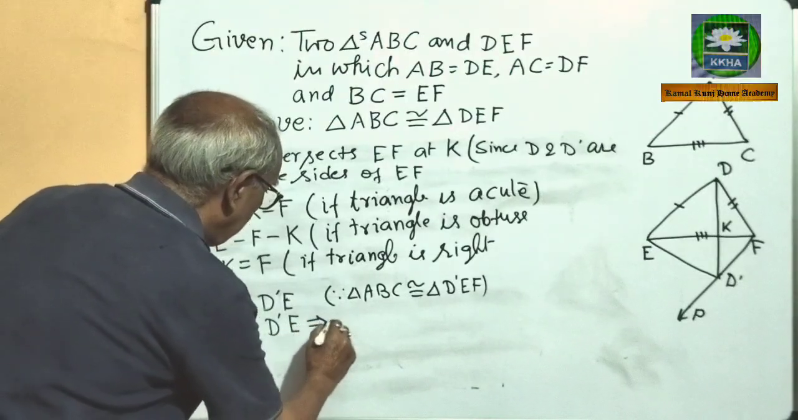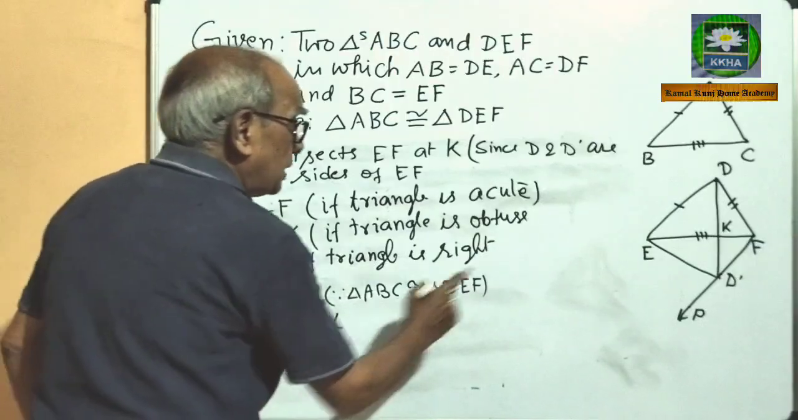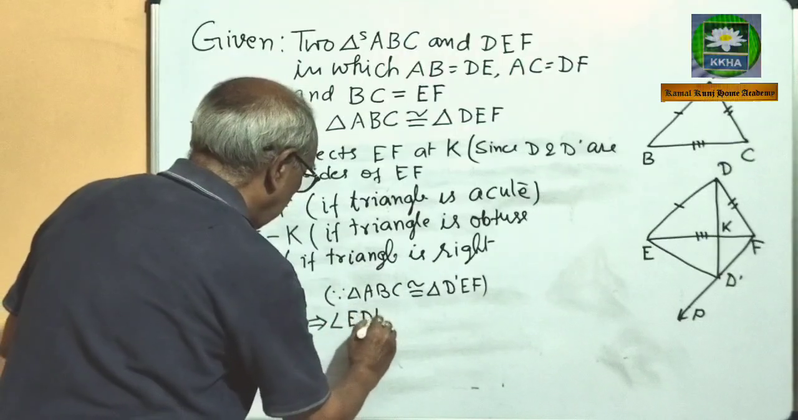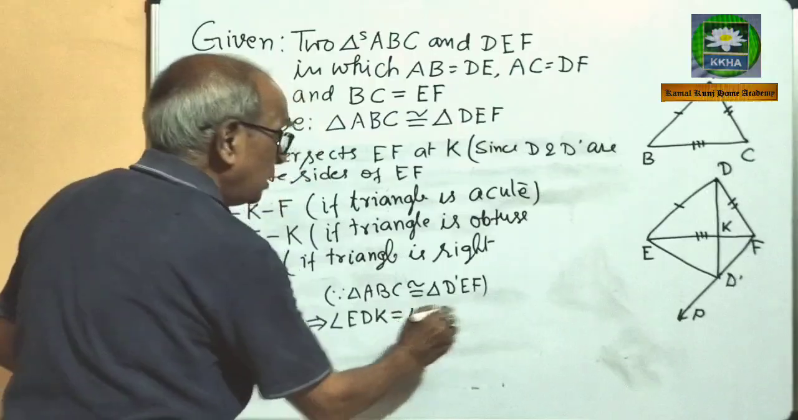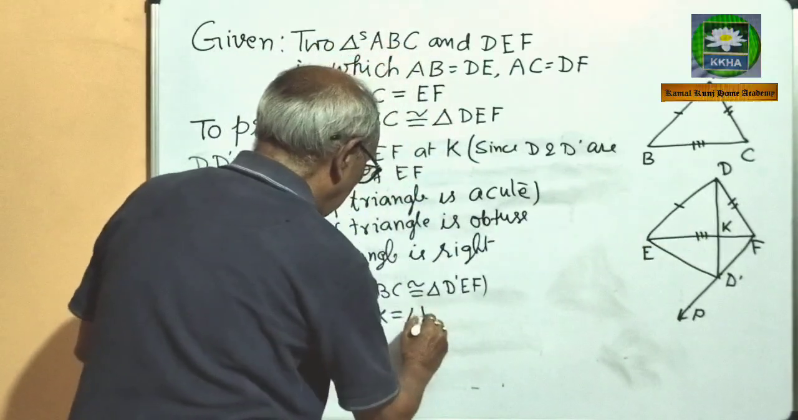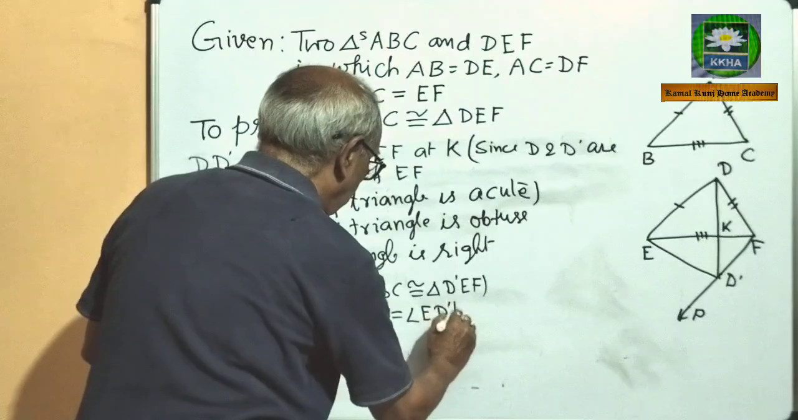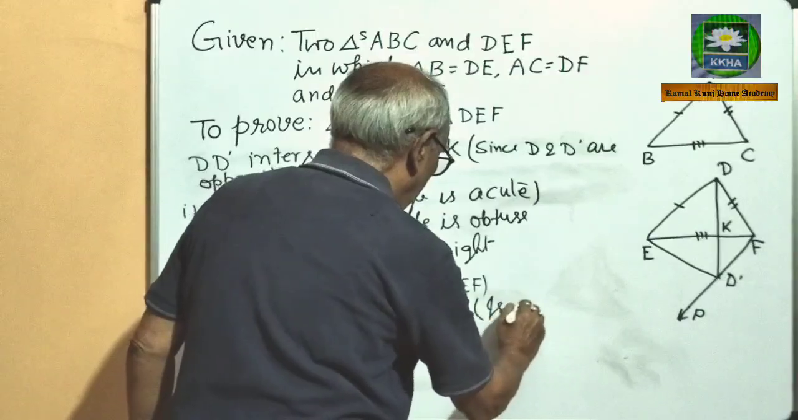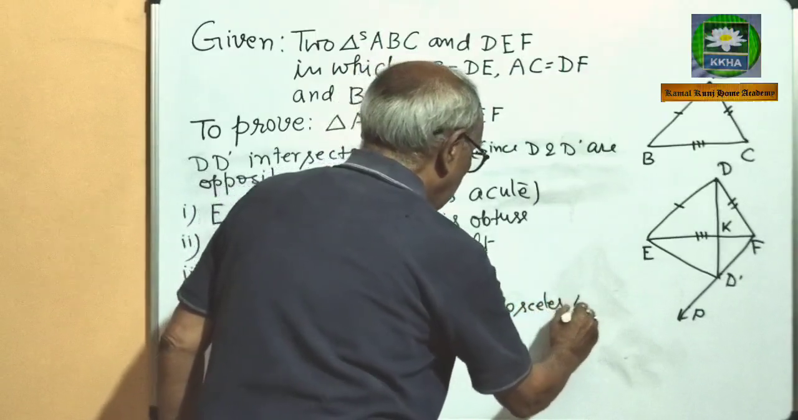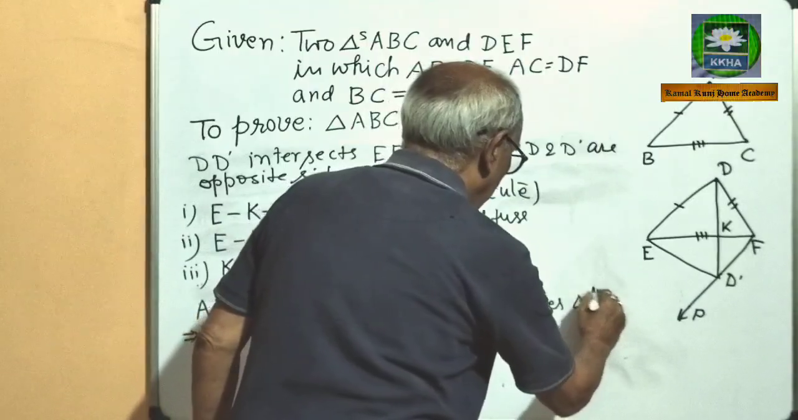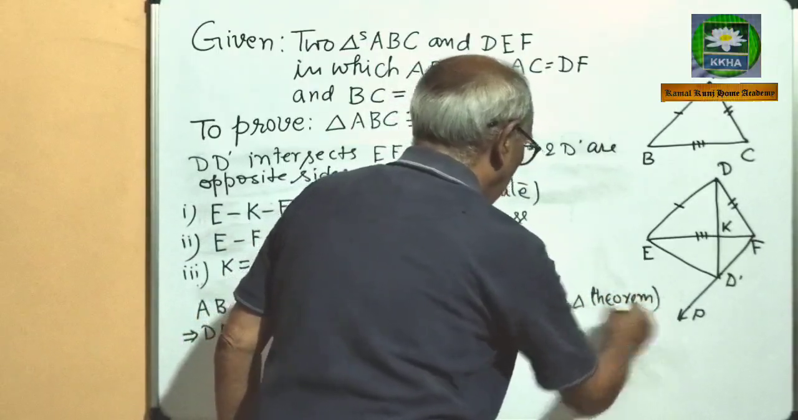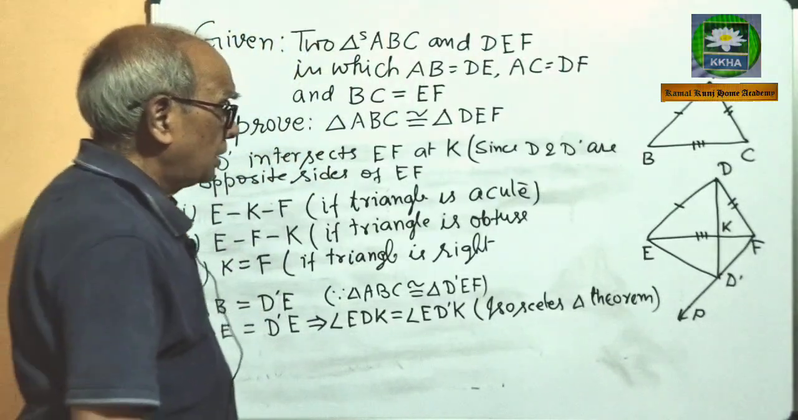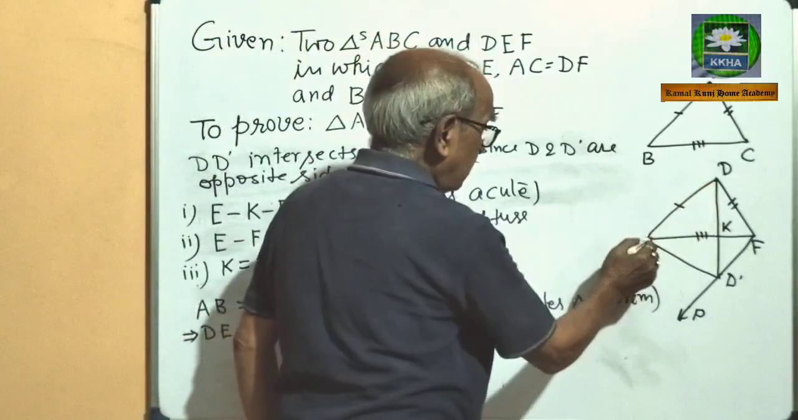This implies that angle EDK will be equal to angle ED dash K, by the isosceles triangle theorem.